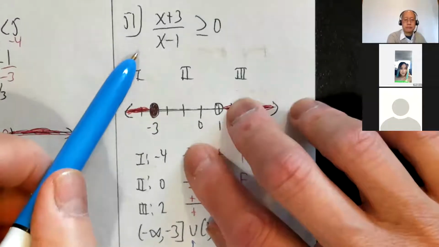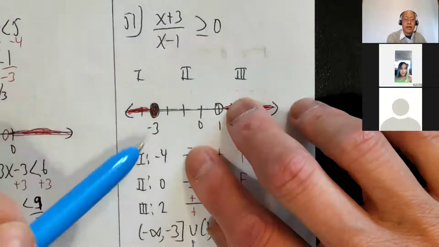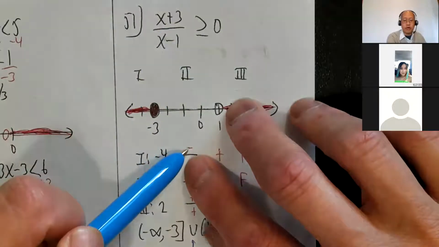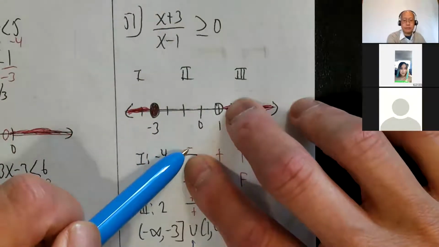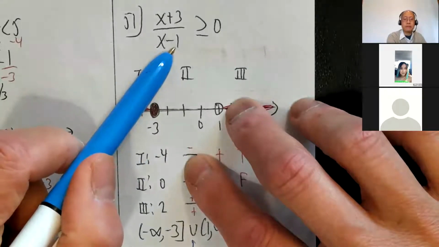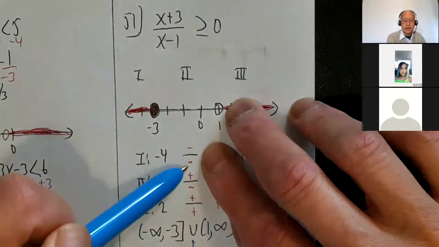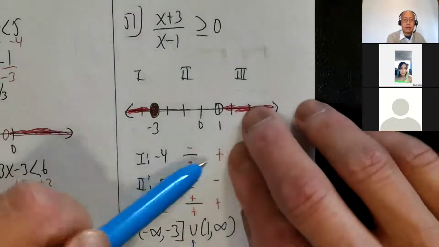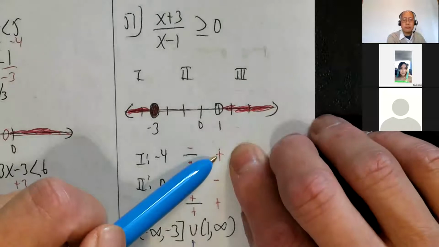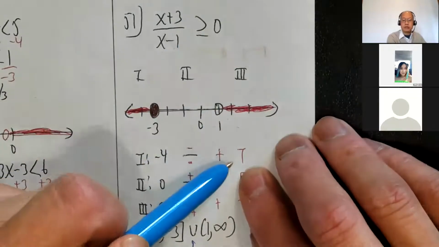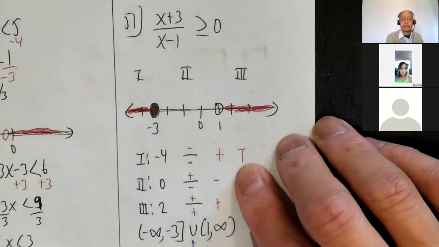Now I plug in negative 4. Negative 4 plus 3, negative 1. I only care that it's negative. Negative 4 minus 1, negative 5, negative. Negative divided by negative, positive. Positive greater than or equal to 0. That's true. Shade in region 1.